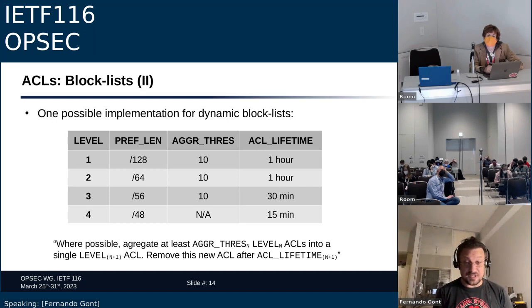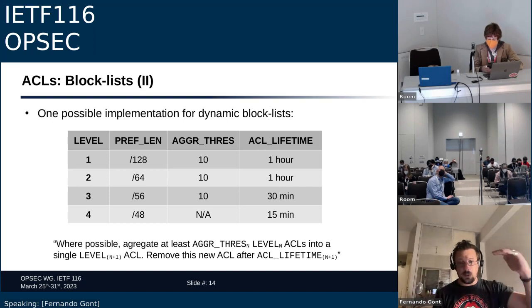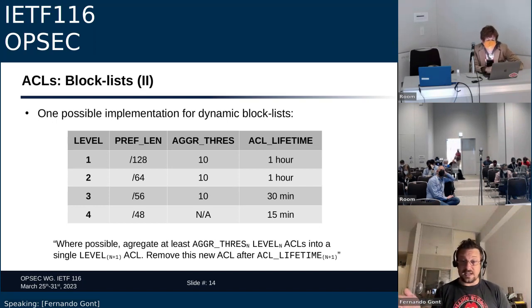This is something we discussed on one of the mailing lists in which we discussed this document. This is definitely more brainstorming than a recommendation. And when you look at the values, these are just values to have a number to refer to. We are not pretending or expecting that these numbers are good, or even good enough. The basic idea is that you might have different levels of aggregation. Let's call them level 1, 2, 3, and 4. In level 1, you specify the ACLs as /128, in level 2, /64, level 3, /56, and level 4, /48.